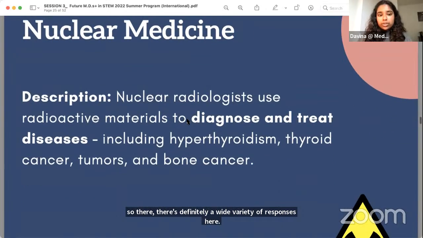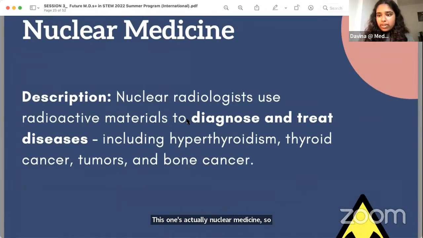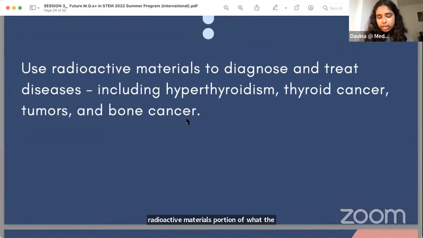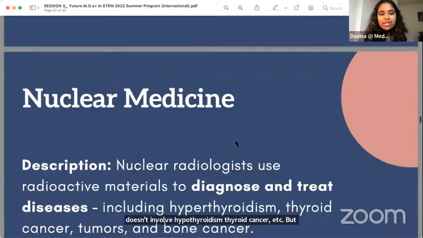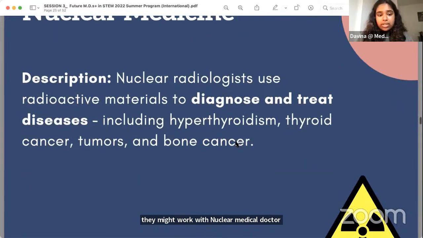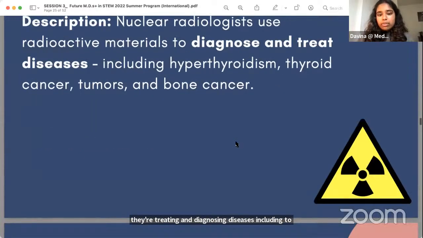So this one's actually nuclear medicine. If the radioactive materials portion of the hint was taken out, it could definitely be endocrinology. Again, the endocrine system was what I was trying to get at, because your endocrine system does involve hyperthyroidism, thyroid cancer, etc. But again, keyword, radioactive materials. This one was definitely a bit trickier, so I apologize about that. But this is actually nuclear medicine because they're using radioactive materials, and endocrinologists don't necessarily use those materials themselves, but they might work with nuclear medical doctors. So they're treating and diagnosing diseases, including some of the stuff that we talked about before.